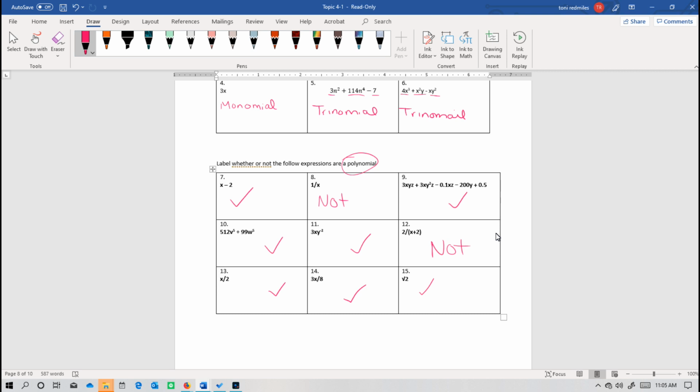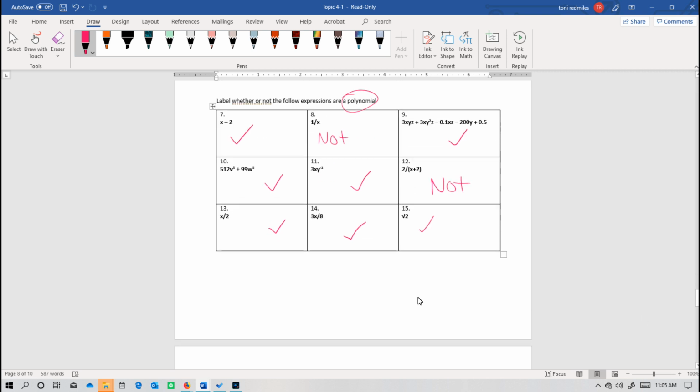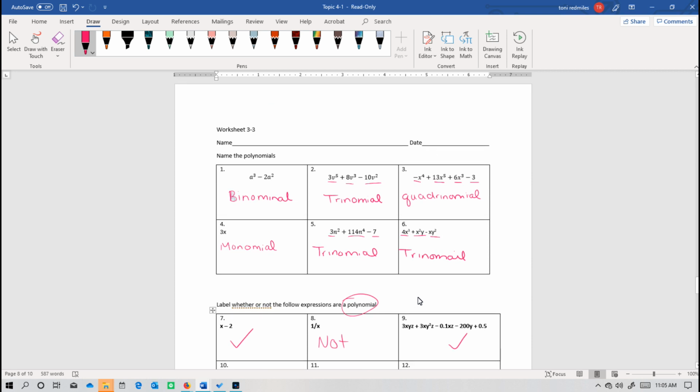All right, so that was it in a nutshell. This is worksheet 3-3. Keep doing it till you master it, and I'll see you in class.